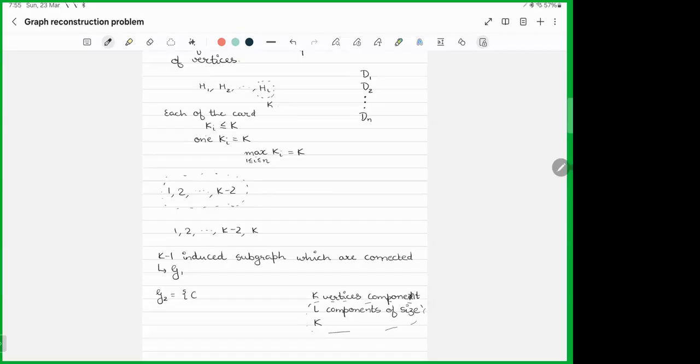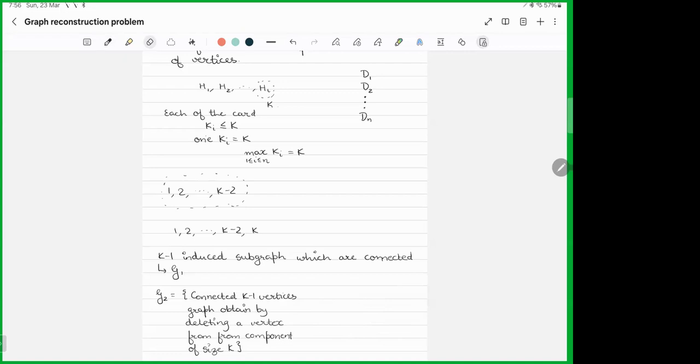I will just take the connected k minus 1 vertices graph obtained by deleting a vertex from a component of size k. Now from this set of cards G1, I will remove all the cards which are also there in G2. So I will take G1 minus G2, and that will give me all the k minus 1 vertex components.